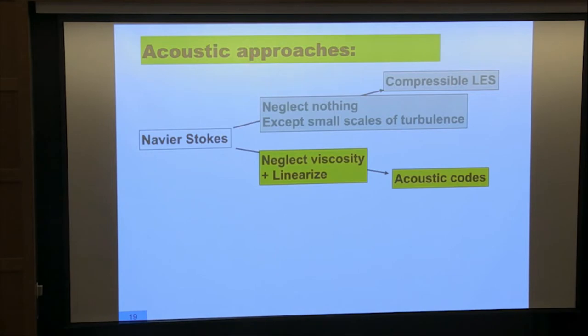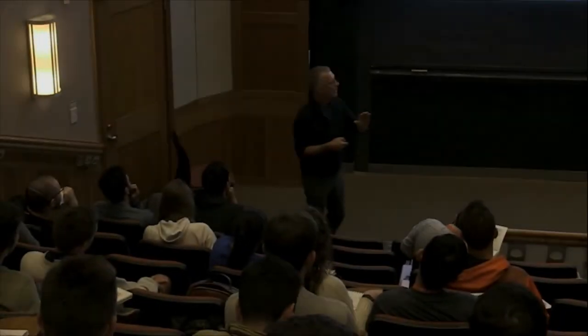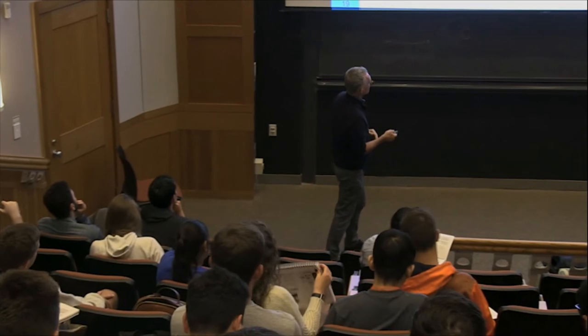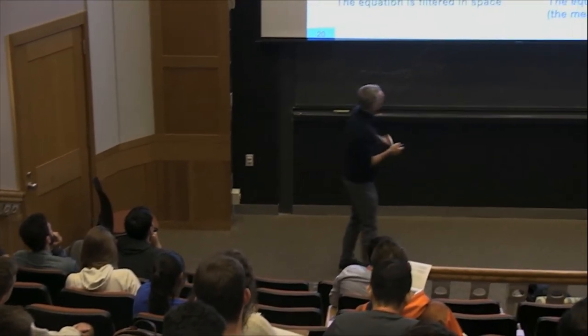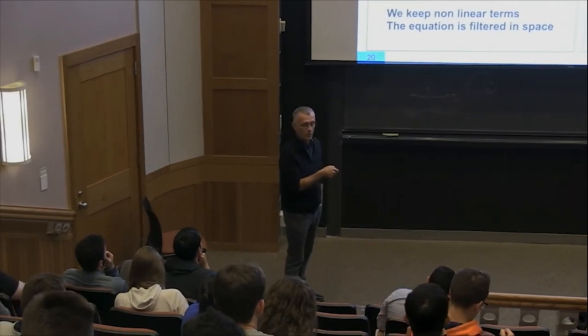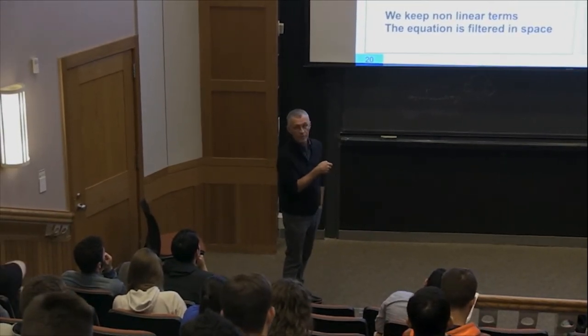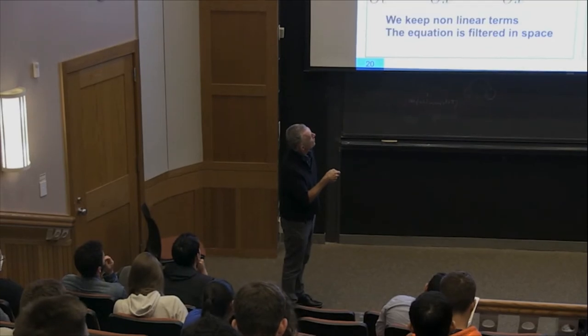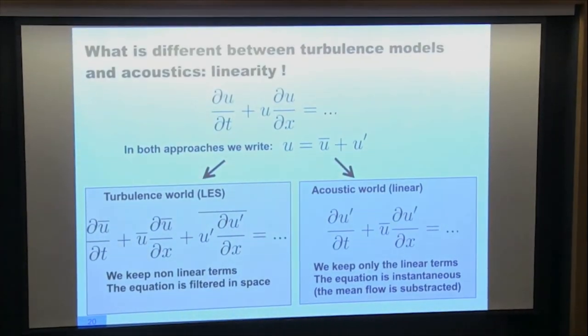Acoustic codes follow a different way. You start from the Navier-Stokes equation, and you do what I did yesterday: you linearize them. That means you say everything is a mean component plus a perturbation. The perturbation is small, and I will only keep the leading order in the expansion. So just so that you don't get confused, the derivation of acoustic codes and of LES start from the same method. You say U equals U bar plus U prime, you plug it in here. But then the two paths differ.